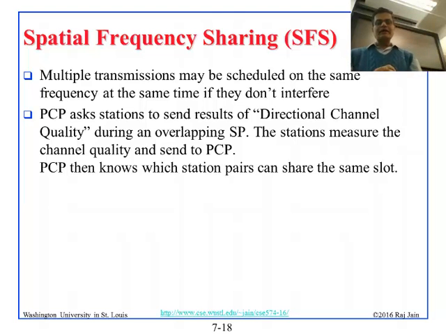And PCP asks station to send results of directional channel quality during an overlapping service period. The stations measure the channel quality and send to PCP. So what that means is that if I allocate station 1 to talk to station 2, at the same time ask station 3 to talk to station 4, after you guys are done, tell me how was it? Did you hear a lot of interference? They say, no, I didn't hear anything.